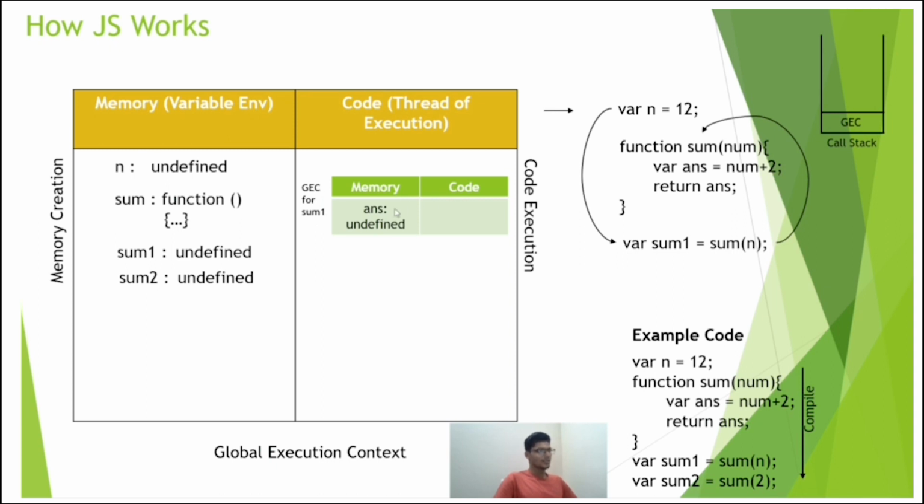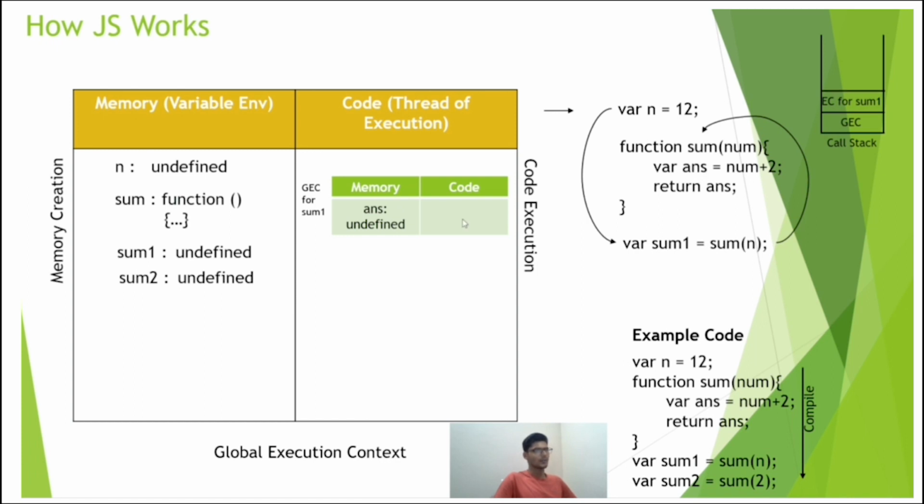Another execution context is created only for this function. The function is the heart of JavaScript. So another execution context is created, and the answer value is undefined here. In the call stack, the execution context for sum1 is pushed. Then the memory and code phases are created again. For answer, the value is undefined in the memory creation phase.